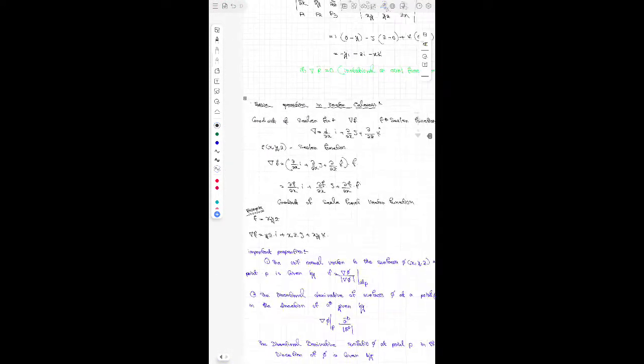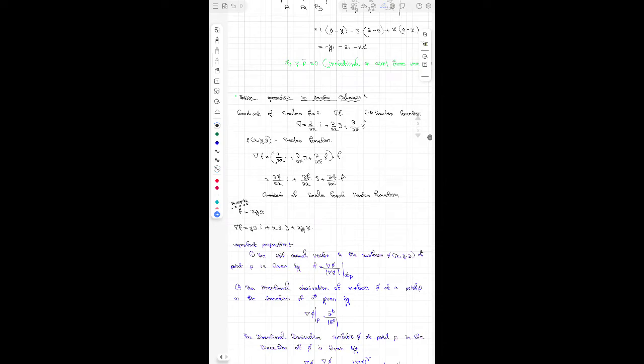Now, basic operations on vector calculus. The gradient of a scalar function f: we know del is del by del x i, del by del y j, del by del z k, and when we apply it to the scalar function f, the gradient is del f, that is del by del x of f i plus del by del y of f j plus del by del z of f k. That is the gradient of the vector.